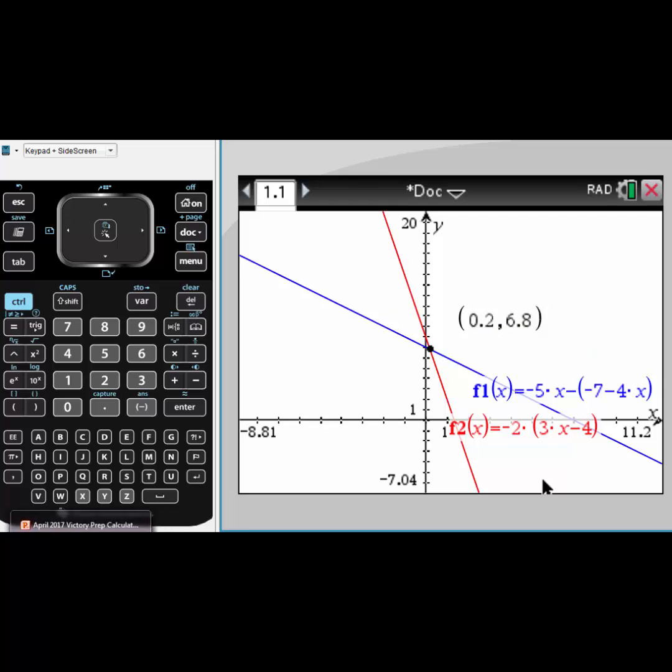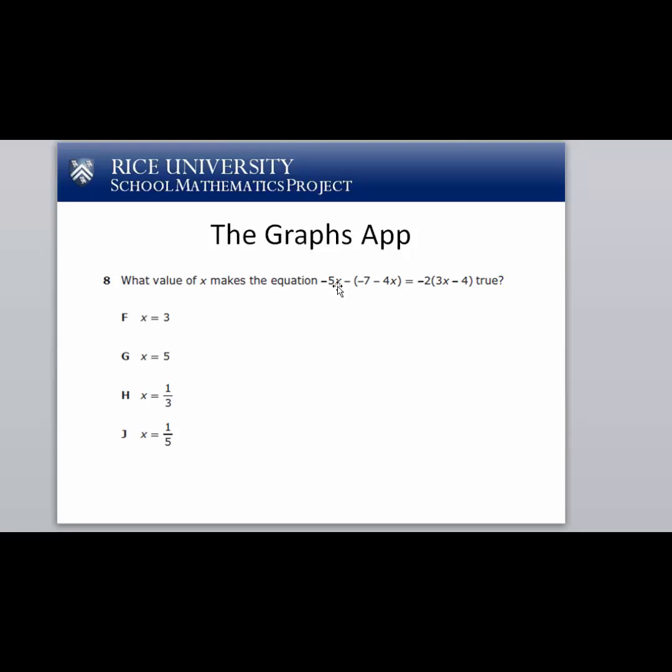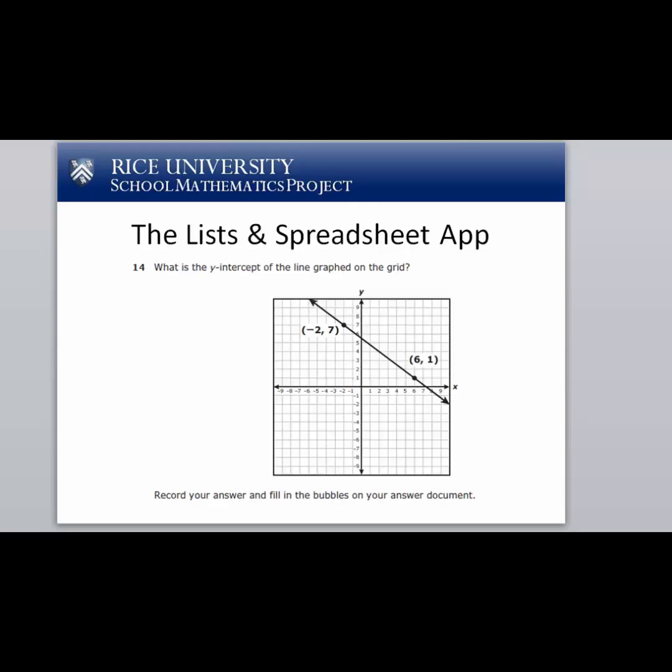So let's take a look at the problem again. So when x is equal to 0.2 for all these instances here, you substitute in and you would get 6.8 equals 6.8, which is a true statement, so the answer would be 1/5. Okay, list and spreadsheet app.